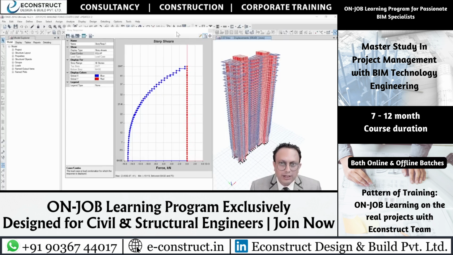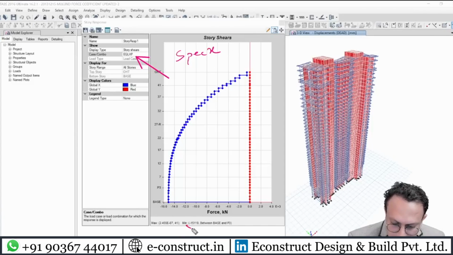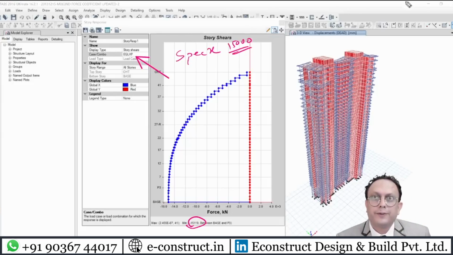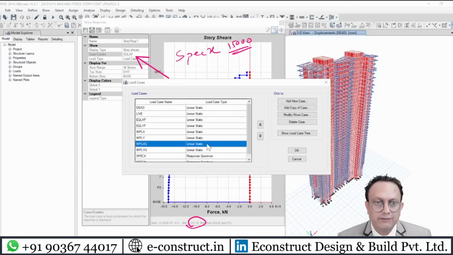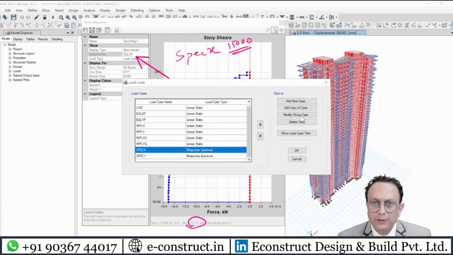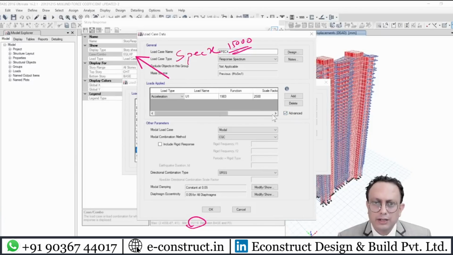Okay, so let's say for example over here, this is the static earthquake, and there is a dynamic earthquake. Let's say spec X is the dynamic earthquake. So the base shear which you are getting here, 15,000, should get matched. Based on that we will identify the scale factor and we will give this particular scaling factor. Where does the scale factor need to be given? I would like to show you. This is the scale factor.